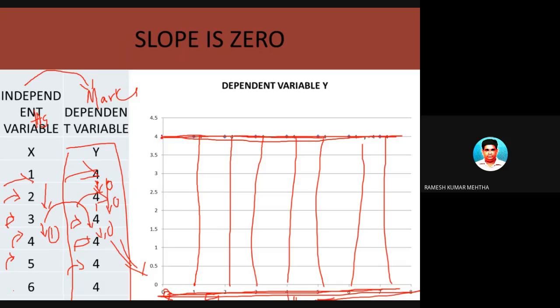So from where it started, when the number of hours was 0, the marks were 4. When it was 1, marks were 4. So this is called the constant. Number 1 is the constant. Number 2, regression coefficient of x.